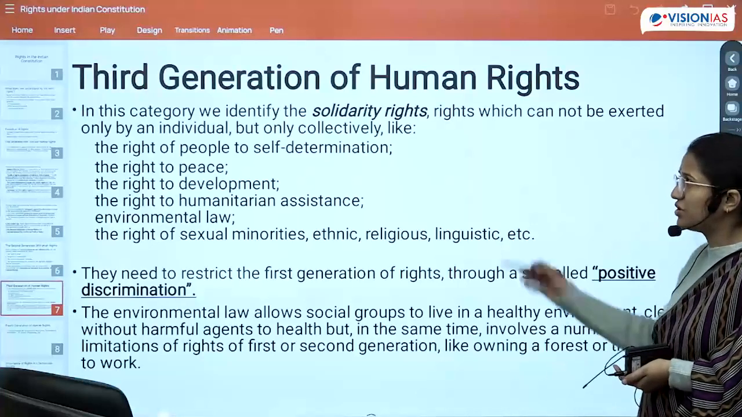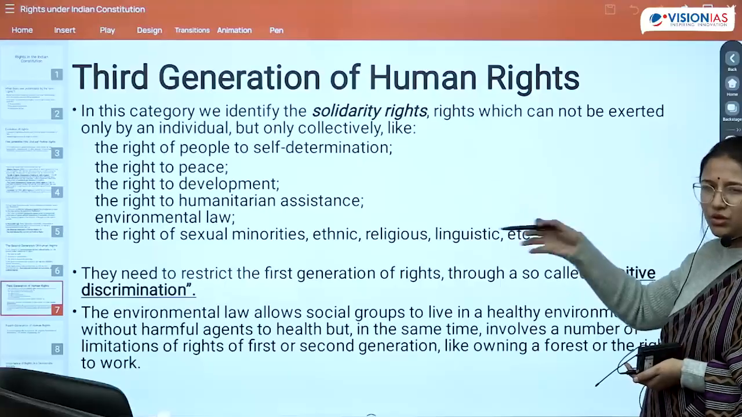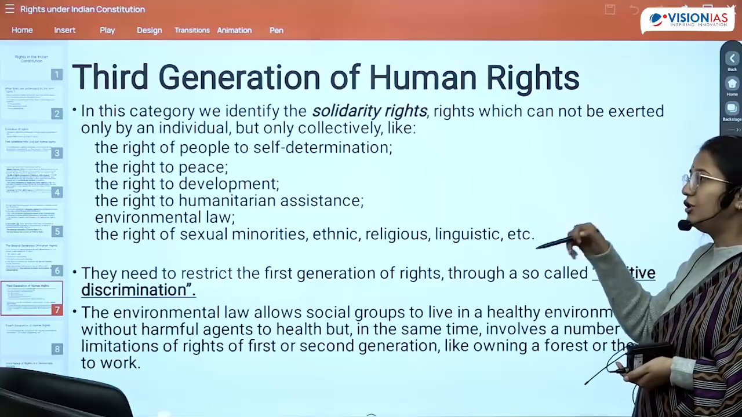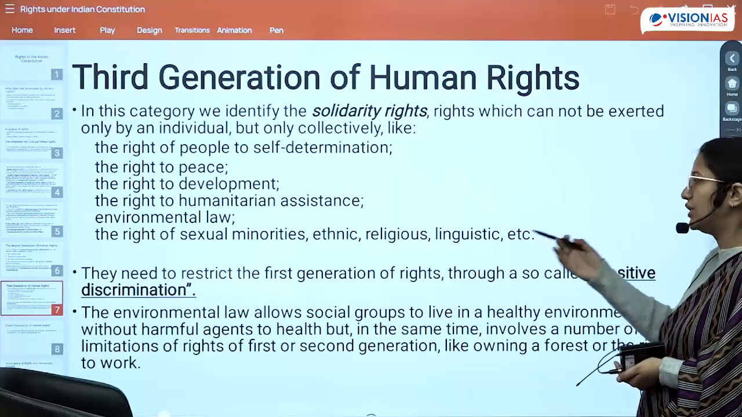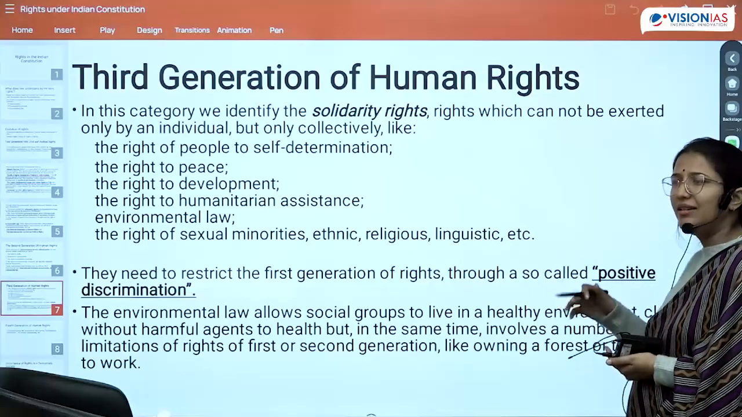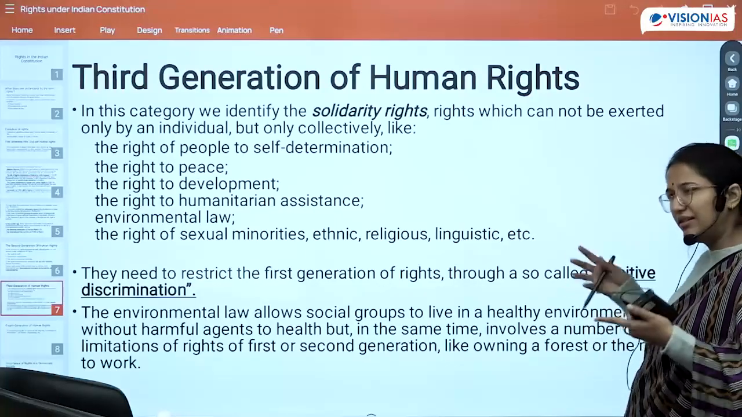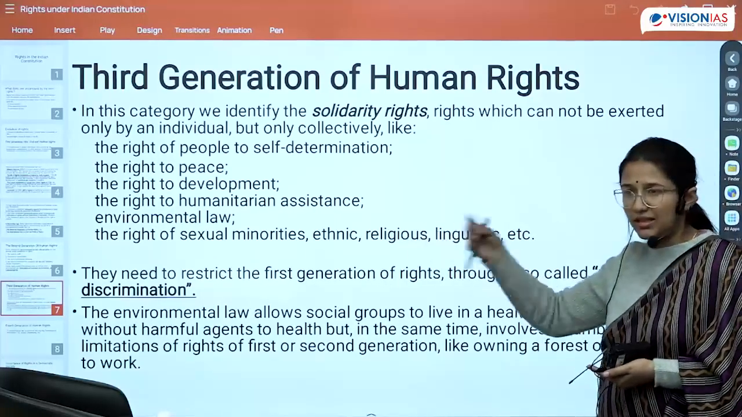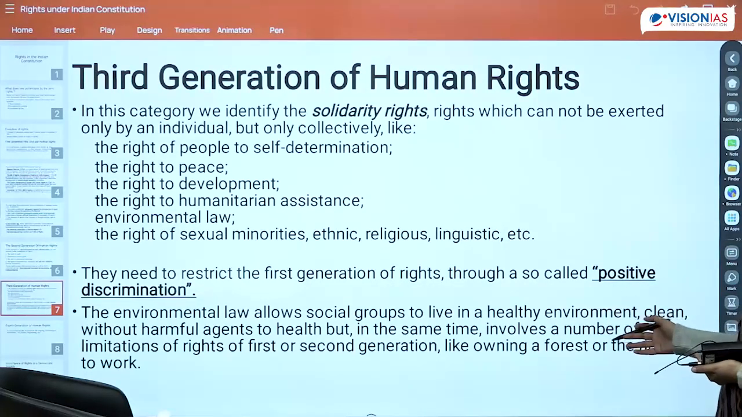And the third generation rights are solidarity rights. Yes, right of the people to self-determination, right to peace, right to development, right to clean environment, clean drinking water, right of sexual minorities. Sexual minorities, the LGBTQ community, cannot exercise their right individually. As a community, they have to be given those rights. Yes, all this. Once again, they are called positive discrimination.